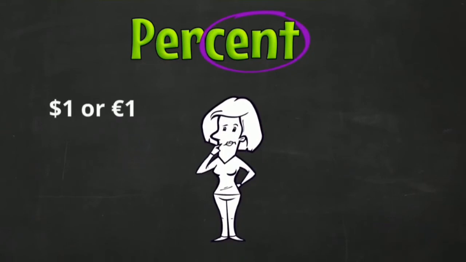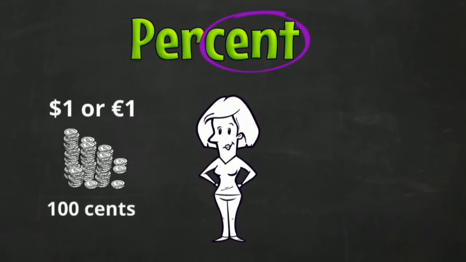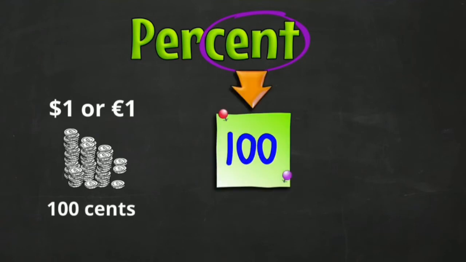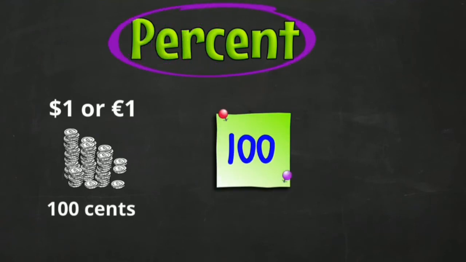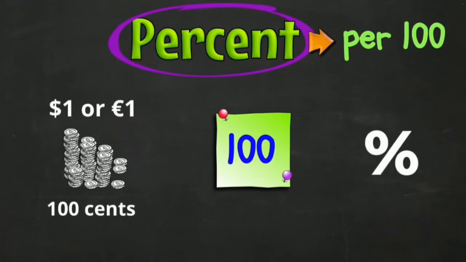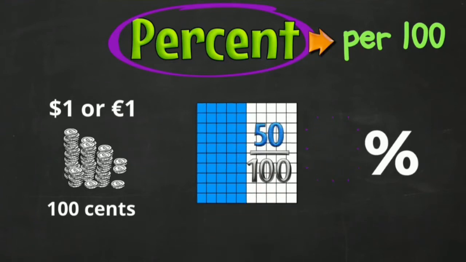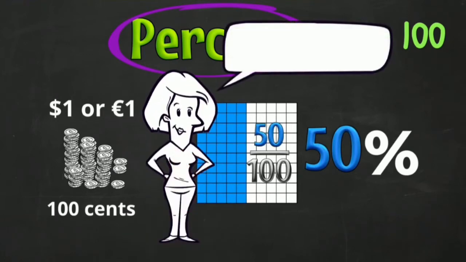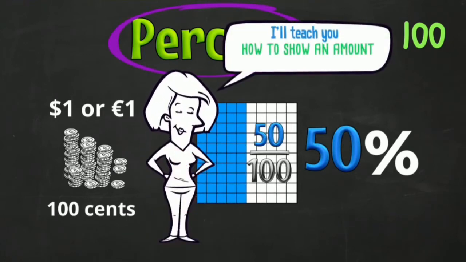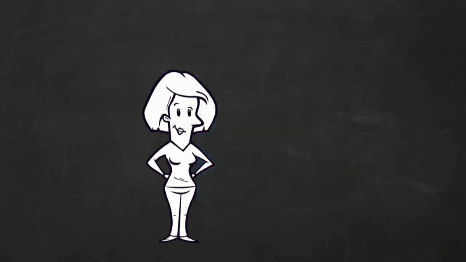Cent comes from a French word which means 100. Just like in American dollars, 100 cents is equivalent to $1. So the same way, 100% means per 100 or out of 100. For example, 50% is 50 out of 100.